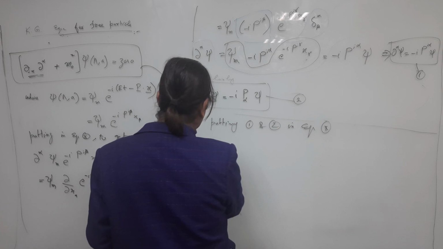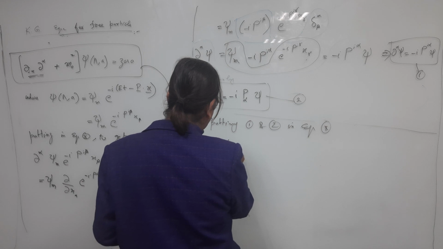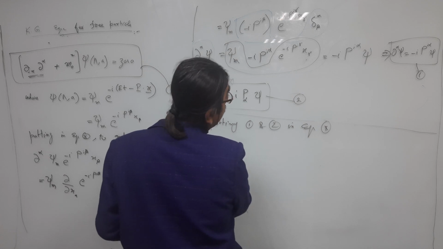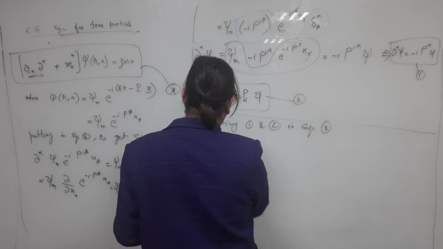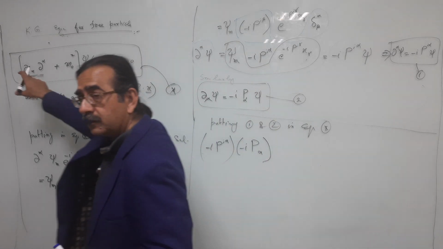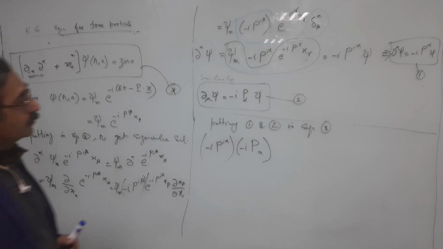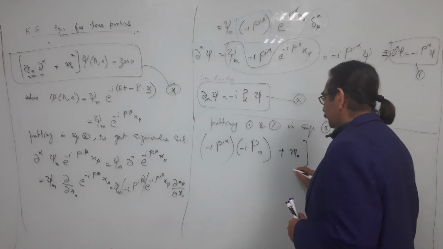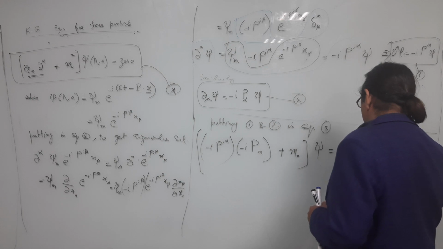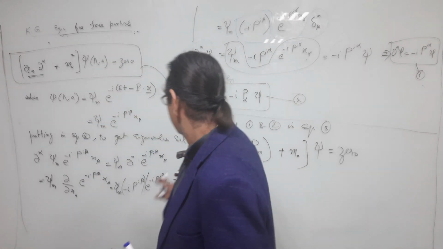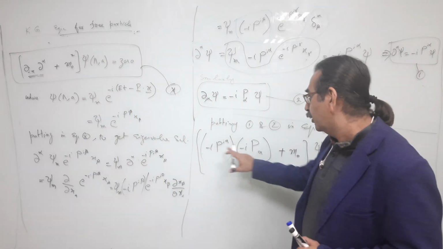Minus iota p alpha, minus iota p alpha, minus iota p alpha, plus m naught square, equal to zero, minus 1, plus iota square minus 1.